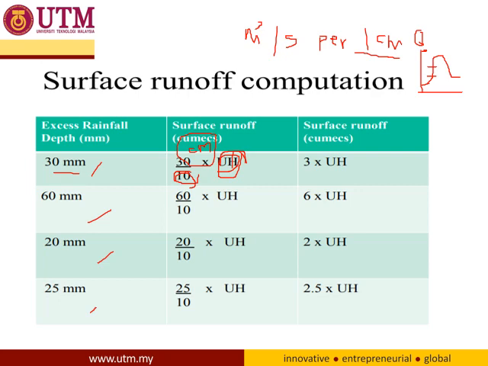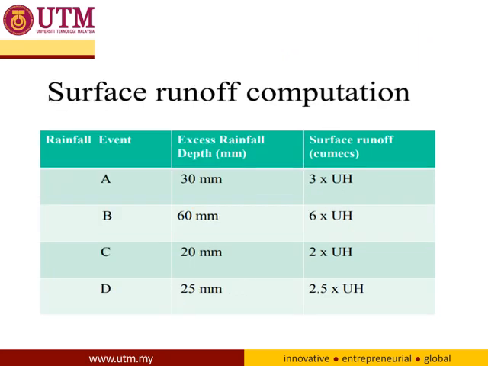Okay, so simplifying it, it becomes 3 multiplied by the unit hydrograph. Unit hydrograph means the Q, multiplied by the Q. And so on for all of the storms. This is storm A just now, storm B, storm C, and storm D. Just to make it more clear, this is for each rainfall event A, B, C, D. We have the excess rainfall, and we calculate the surface runoff from the UH.